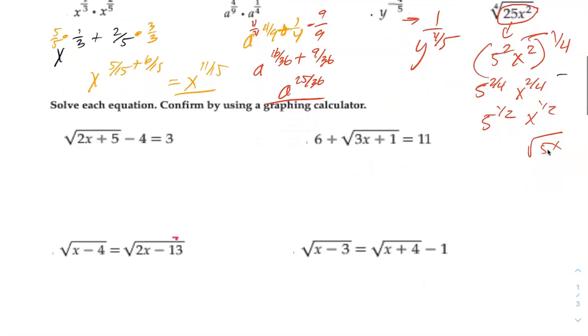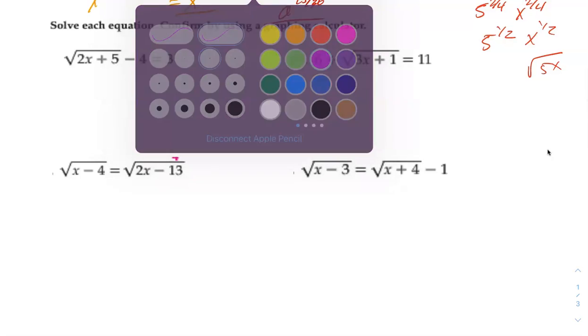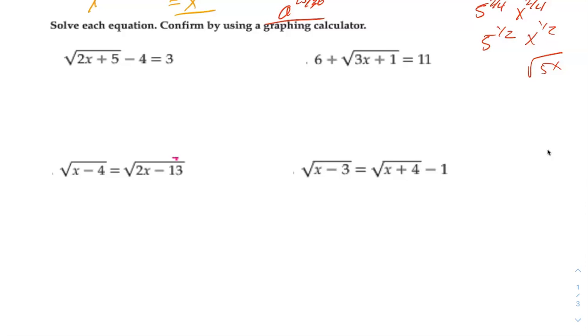Let's get to the more fun stuff. Solve each equation by using a graphing calculator. So let's solve each equation. For this one right here, we want to solve this thing last. Isolate that square root first.